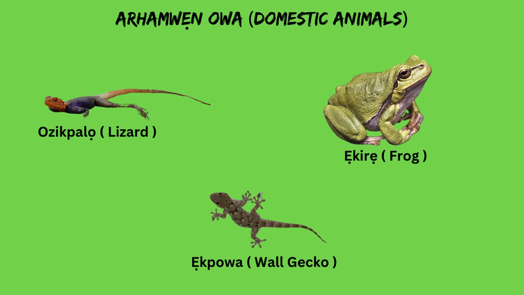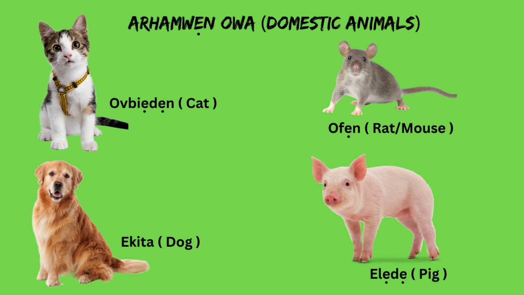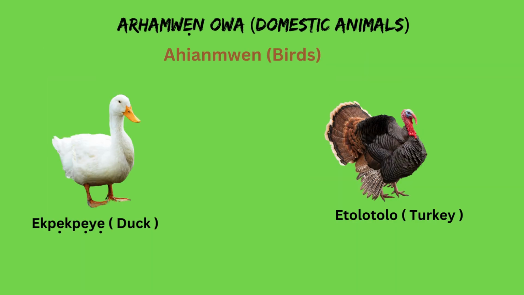Lizard. Ekiye is frog. Ekbowa is wall gecko. Ekiye, ekbowa, because they have the dot under the E. Okay? Oviede is the cat. Ofe is the rat or the mouse. Same name. Ekita is the dog. Elede is the pig. Ekita, elede. Oviede, ofe.